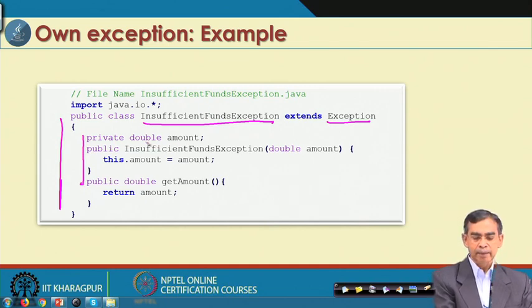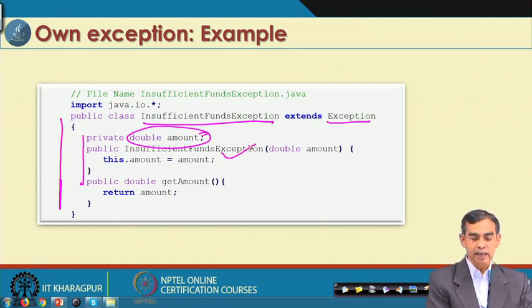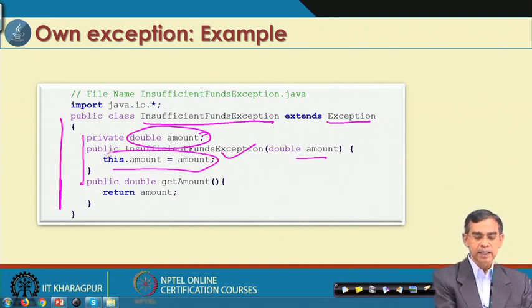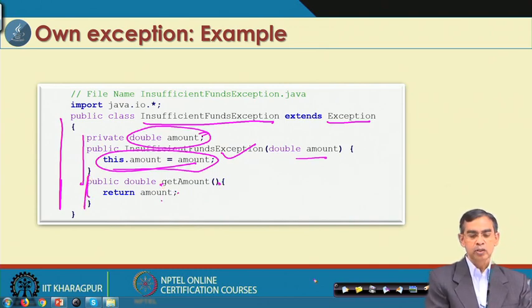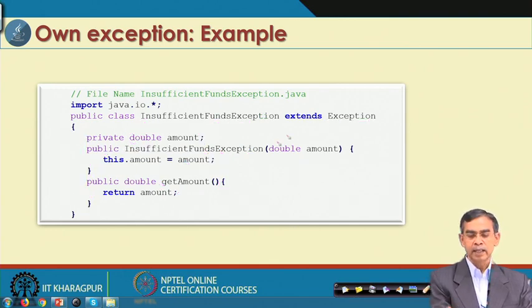So, here private double amount is a field, and then this is basically the constructor of this class. This will take the amount, and this.amount initializes it, and then there is another method, public double getAmount, which returns amount. So, the class is very simple, without any exception.